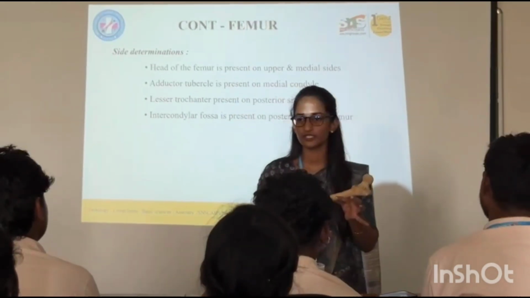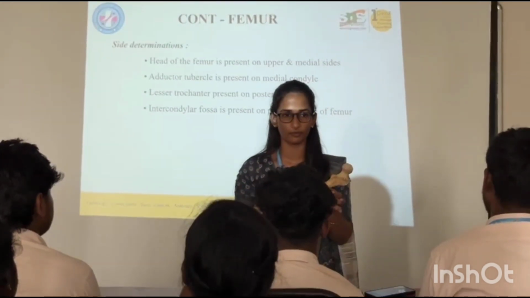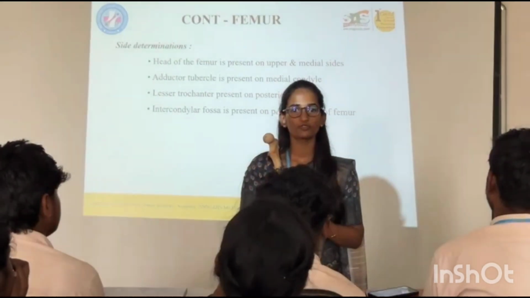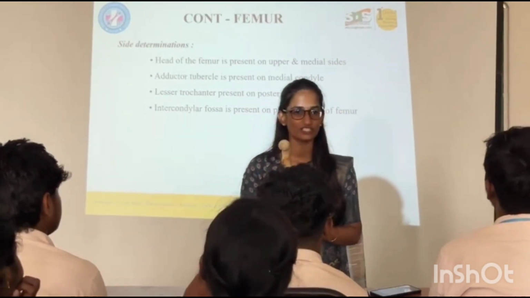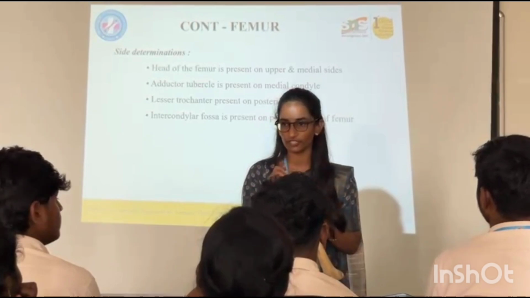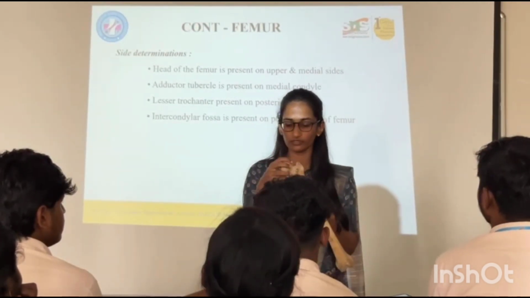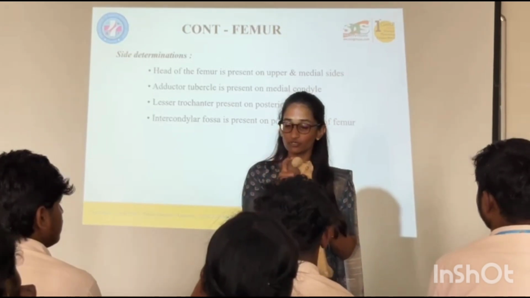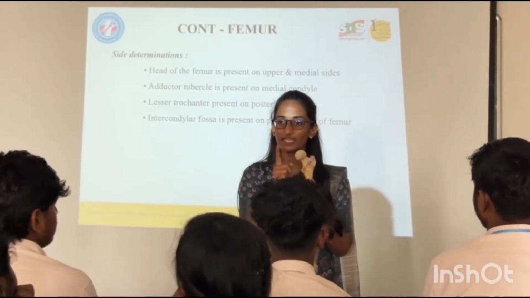Now we are going to see about the side determination of the femur bone. How will you identify whether it is a right or a left bone? This is going to determine which side the bone is. First we have to look for the head. The rounded portion, similar to a ball structure, is the head portion. It is usually situated on the medial side.